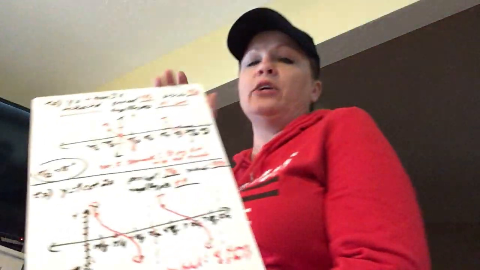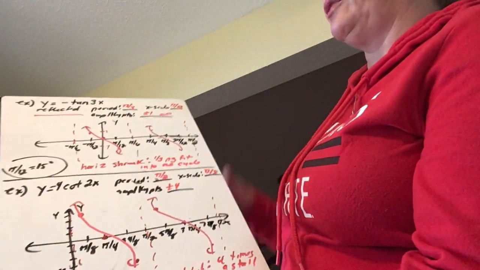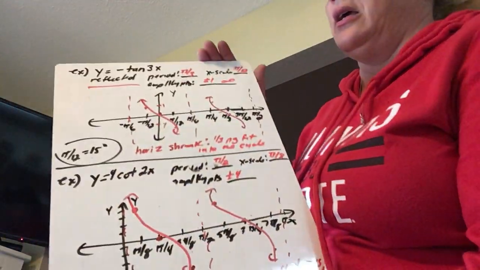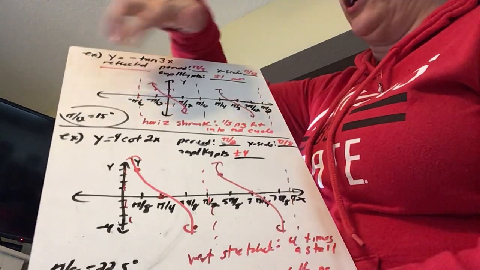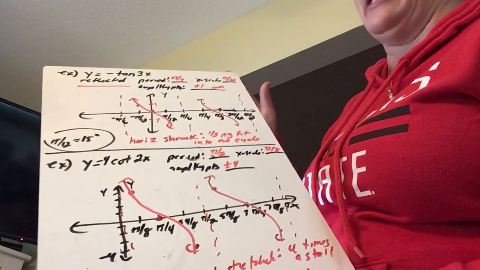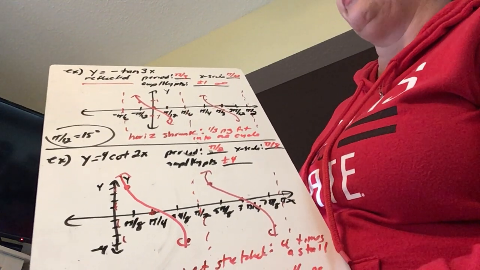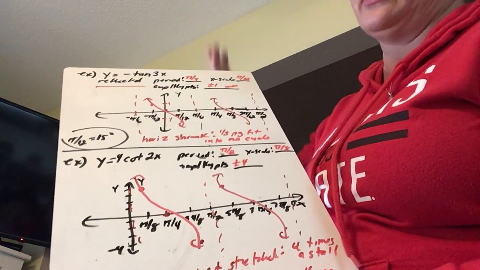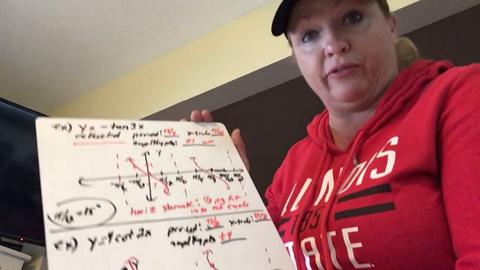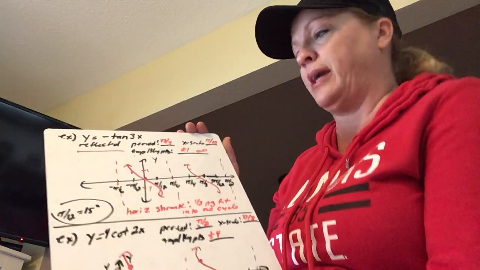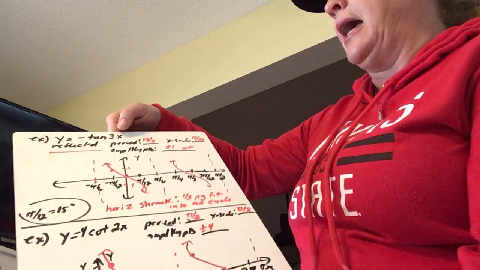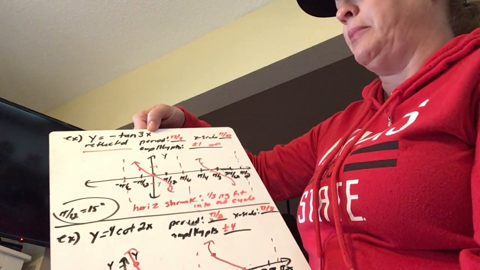Okay, next example. Y equals negative tangent of 3x. Okay, so again, if you want to draw your x and y axes, and we're going to describe our changes, and then we're going to graph. All right, so a negative, just like always before, a negative means reflections. This is why we've talked about transformations. Okay, I'm going to find my period. It's going to be pi over 3.